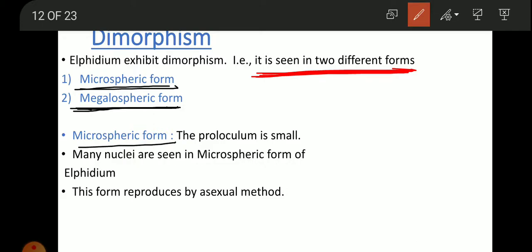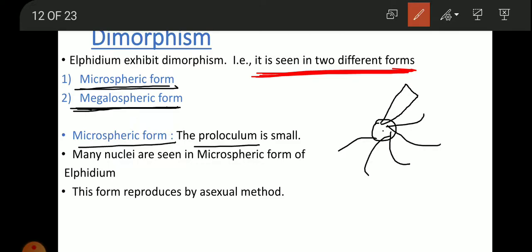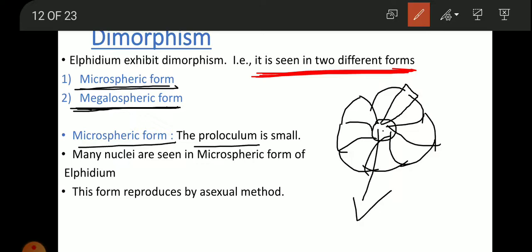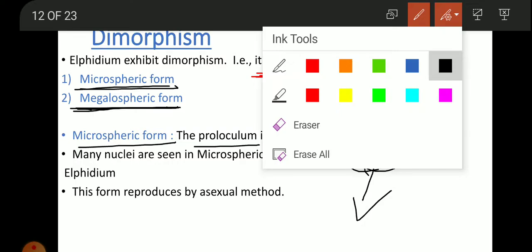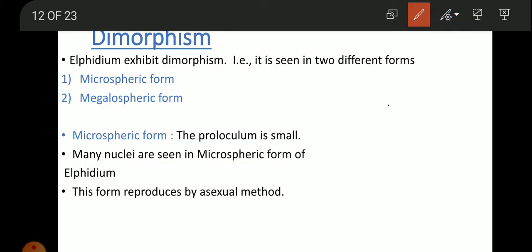In the microspheric form, the proloculum is the first chamber. Whatever the first chamber formed in Elphidium, it is called the proloculum, wherever it may be. The chamber which is formed first is called the proloculum. That first formed chamber will be small in size.